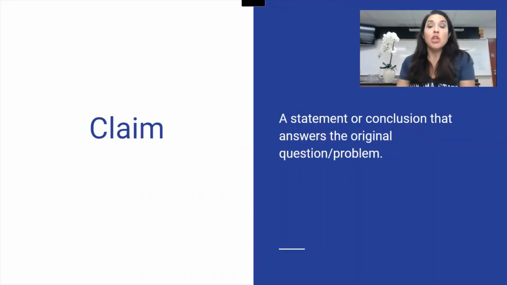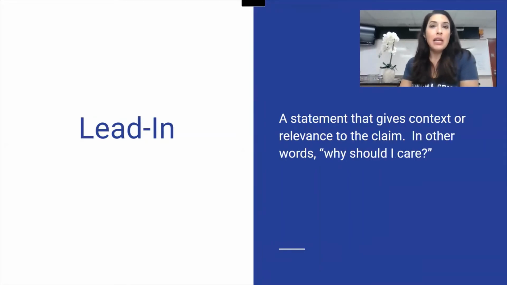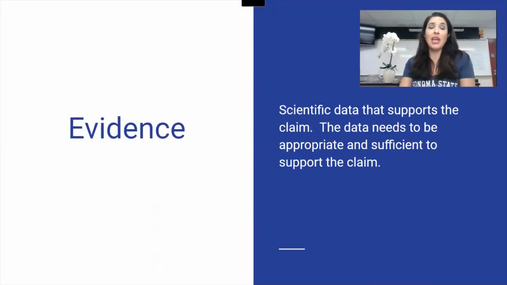For your claim, you want to write a statement or conclusion that clearly answers the original problem or question you're posed. A lead-in gives some relevance, or why-should-I-care factor, to the claim. So you want to give context, you want to give relevance. Why should the reader care? Why is it important? The evidence that you present needs to be scientific data that supports your claim.